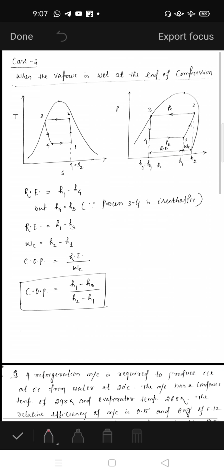So this is your temperature axis and this is your entropy axis. Similarly, this is your pressure axis, this is your enthalpy axis. In the TS diagram, this curve represents your saturation curve, and in the PH diagram, this curve represents your saturation curve. As the case suggests, it is wet at the end of compression, and you know the compression is reversible adiabatic or isentropic. If it is wet at the end of compression, it is obvious that our point number 2 will lie below the saturation curve. Okay, means dryness fraction should be less than 1 at point number 2.